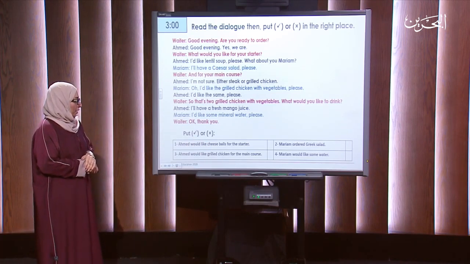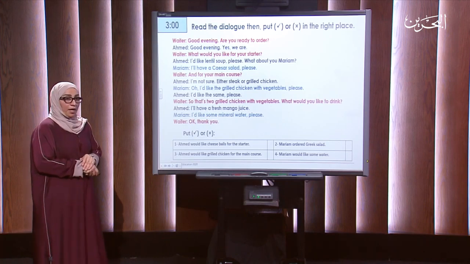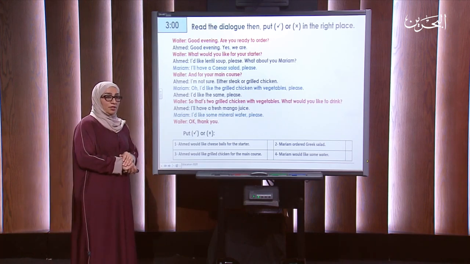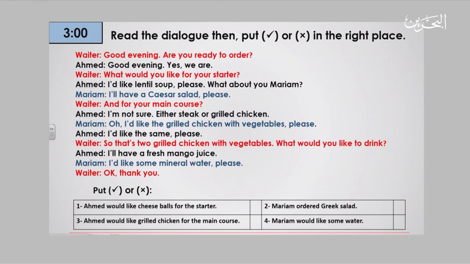true. The sentences are: 1. Ahmed would like cheese balls for the starter. 2. Maryam ordered Greek salad. 3. Ahmed would like grilled chicken for the main course. 4. Maryam would like some water. Now go through the dialogue and find the answers.